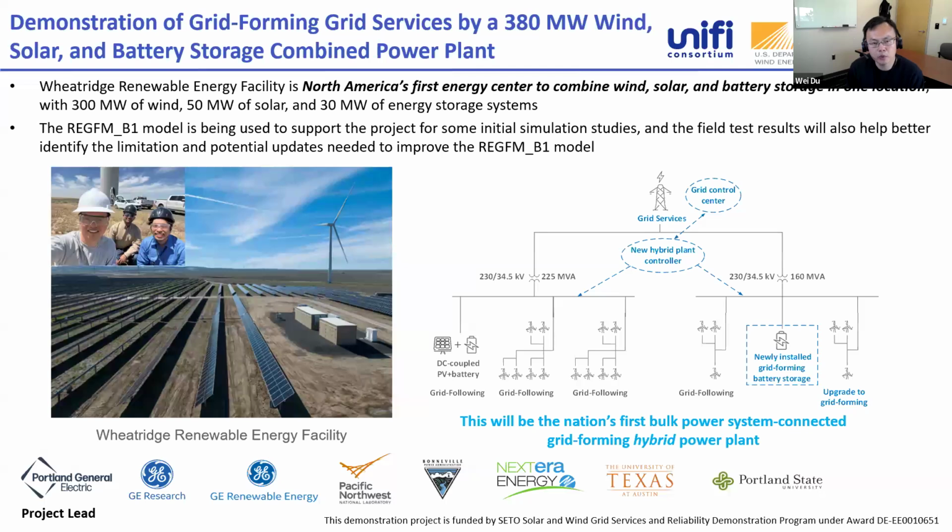Other than the UNIFI Consortium, we have another real-world demonstration project on a 380 megawatt wind, solar, and battery storage combined power plant. This plant is very unique in the US because it's called the Wheatridge Renewable Energy Facility, North America's first energy center to combine wind, solar, and battery storage in one location. You can see that we have 300 megawatt of wind, 50 megawatt of solar, and 30 megawatt of energy storage systems. We got this award from the DOE Solar Office maybe 2 years ago.